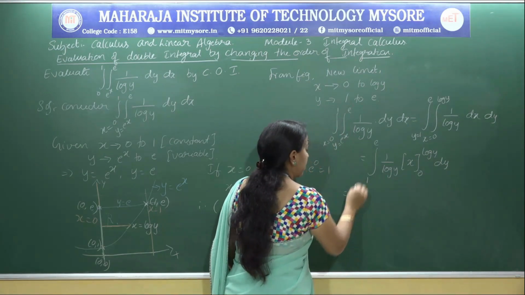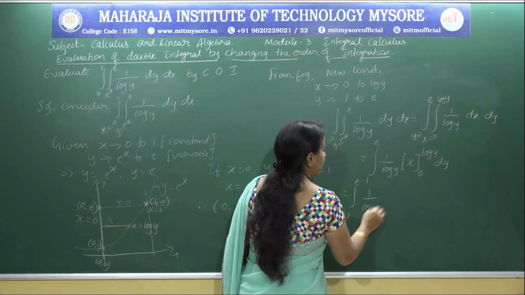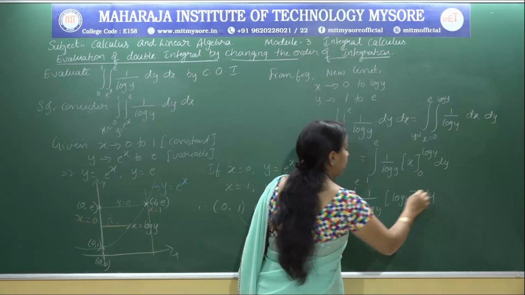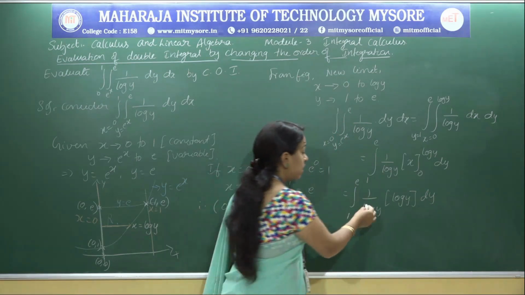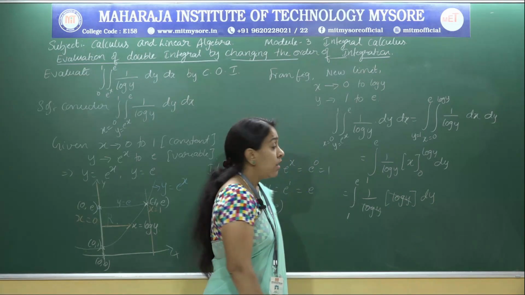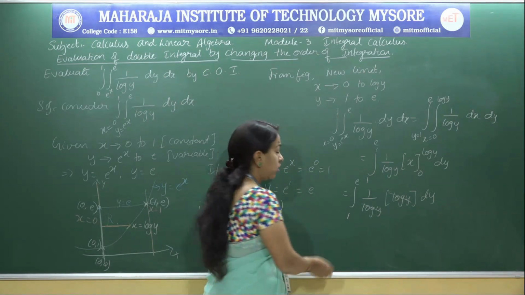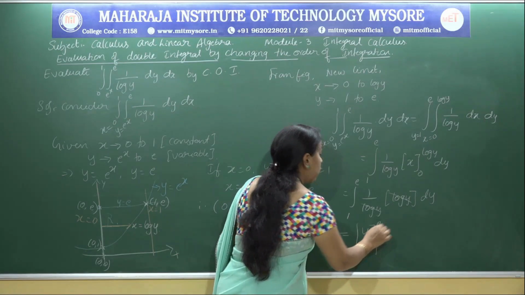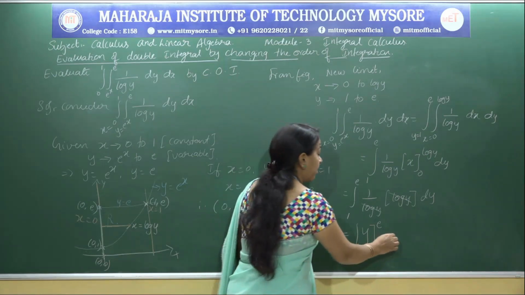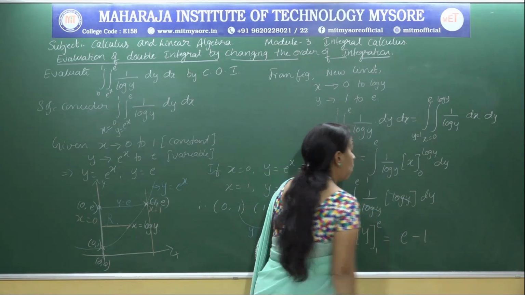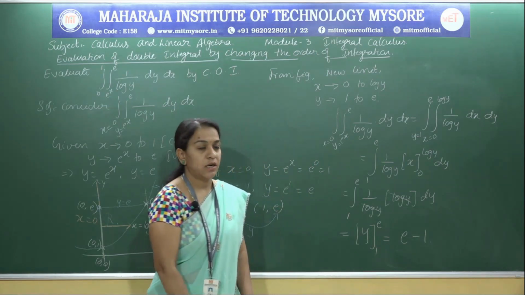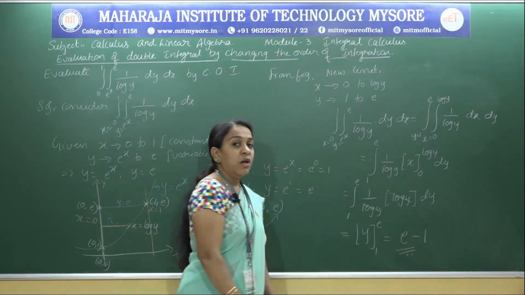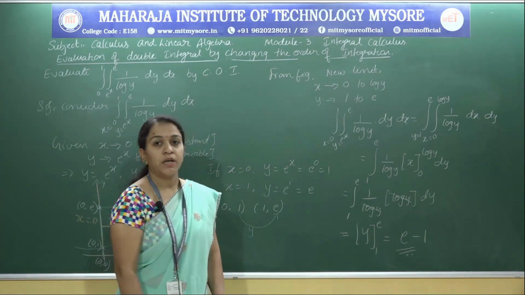Now, if I apply the limit, integral 1 to e, 1 by log y into log y minus lower limit 0, into dy. So, I can easily cancel log y, right? I am left with only dy. So, what is integral of dy? Yes, we know integral of dy is y between the limit 1 to e. Therefore, if I apply the limit, we are getting e minus 1 as a result. So, the evaluated result of the given double integral, by changing the order, is e minus 1.